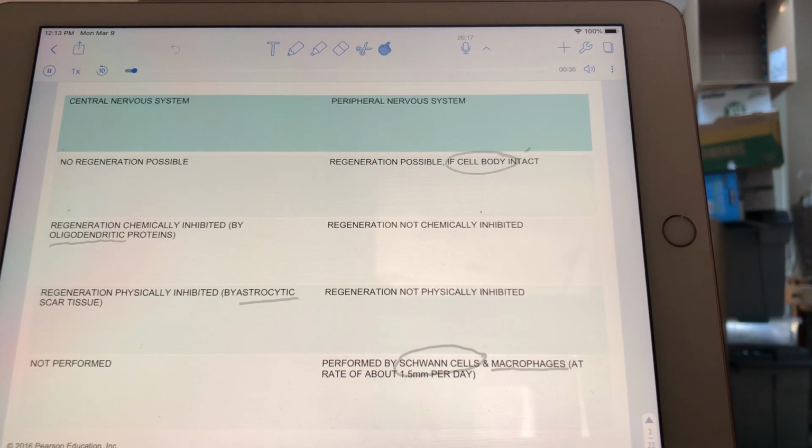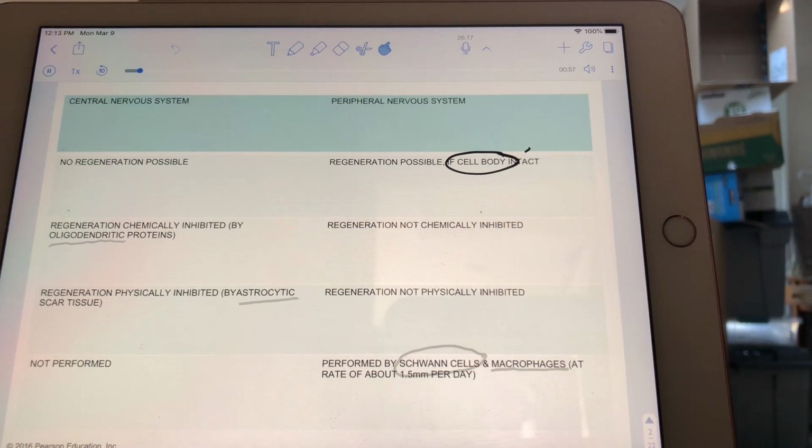And the condition that must be met in order to allow repair in the peripheral nervous system is that the cell body, the neuron's soma, must be intact. As long as that's not damaged, then repair is possible, but only, again, in the peripheral nervous system.